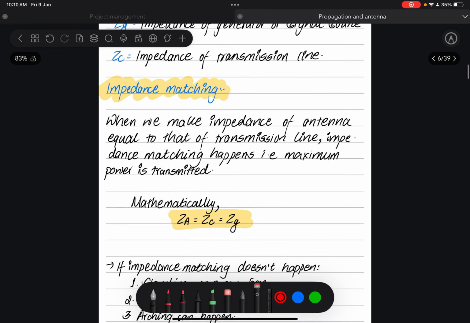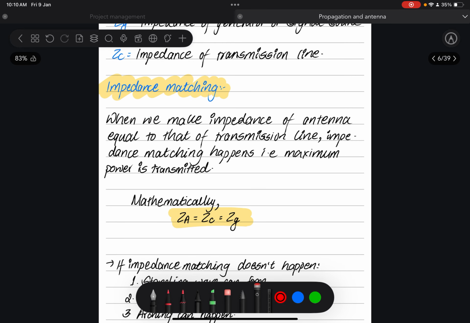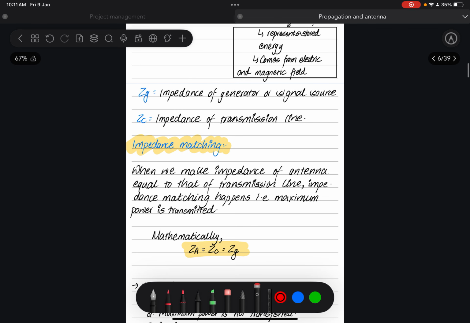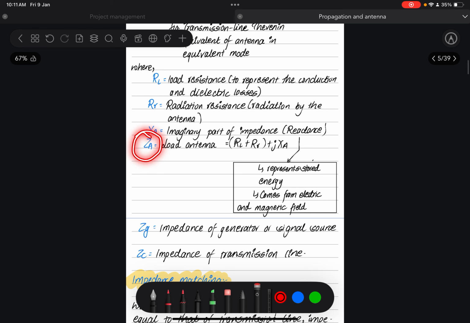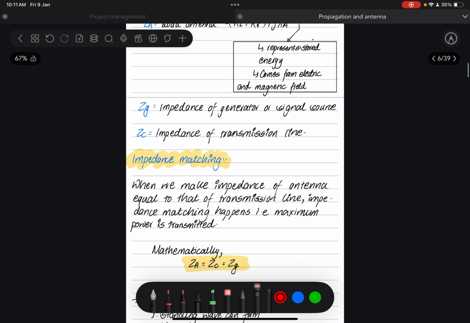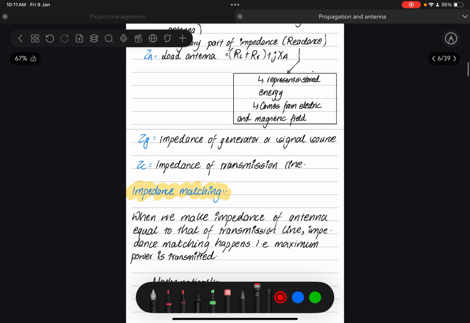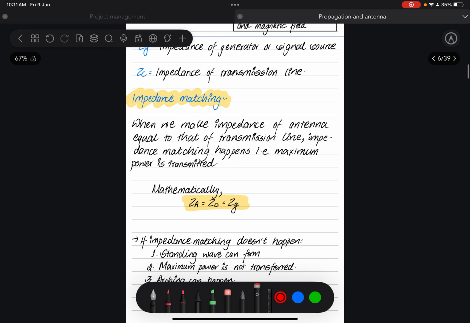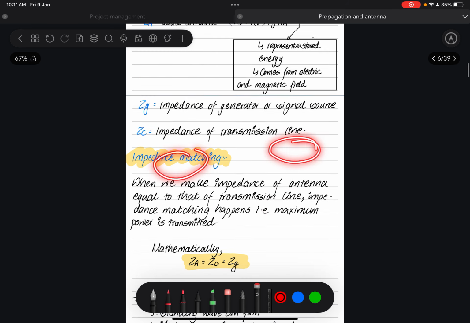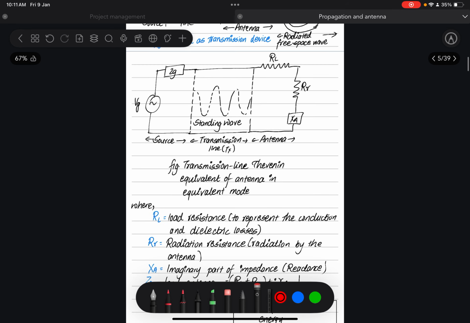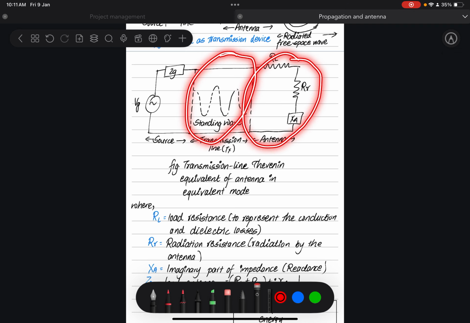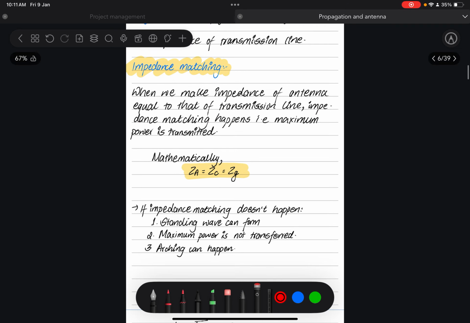Let's talk about impedance matching. What do you mean by impedance matching? When we make the impedance of the antenna equal to that of the transmission line, impedance matching happens, that is, maximum power is transmitted. The impedance of the antenna is ZA. When you try to make the impedance of the antenna and the impedance of the transmission line equal, impedance matching happens, which means maximum power is transmitted. For our antenna to transfer maximum power, we have to make these impedances equal.